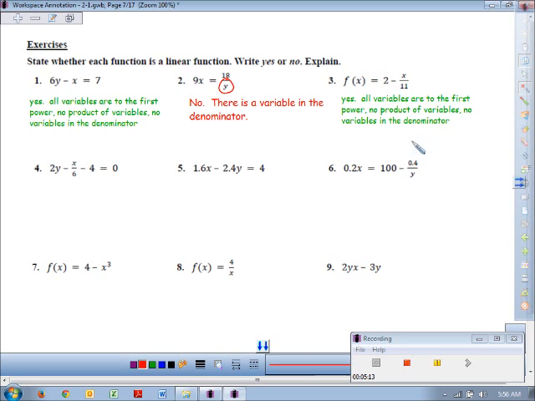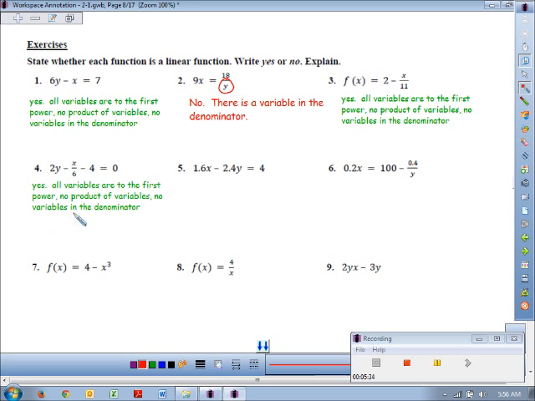So pause the video, get that written down. Then we move on to number 4, and we go through the same checklist. Are all the variables to the first power? Yes, they are. Is there any product of variables? No, there's not. Are there any variables in the denominator? No, there is not. So that means that this is a linear function, and we'll say the same reason. Okay, so you get that written down, and then pause the video, and I'd like you to do the rest of these problems here, 5 through 9. Get those done, and then we'll check to see how we did. Okay, so pause the video and get these done.